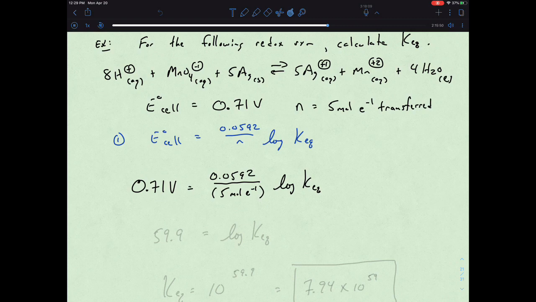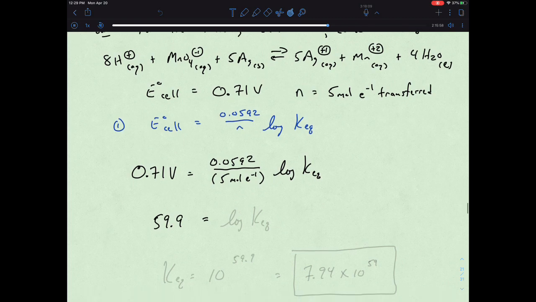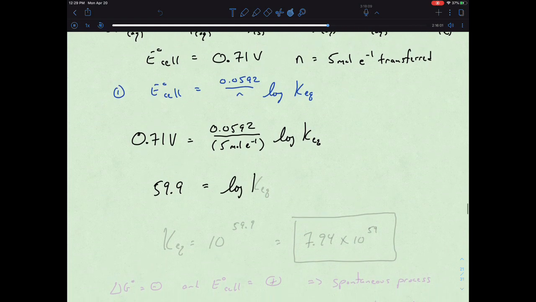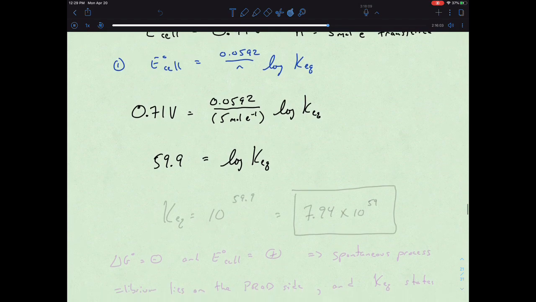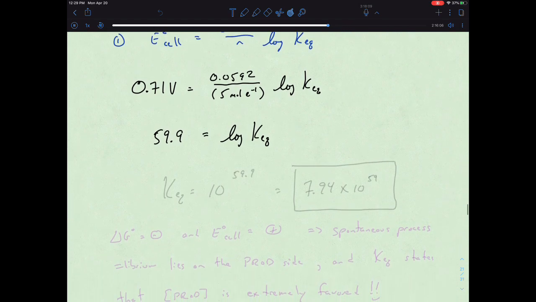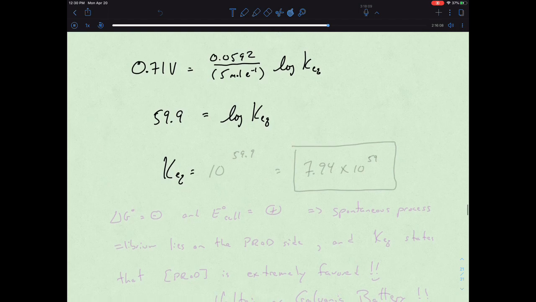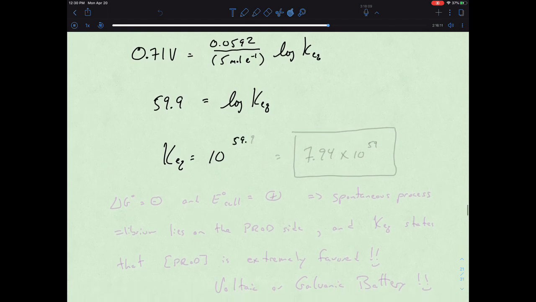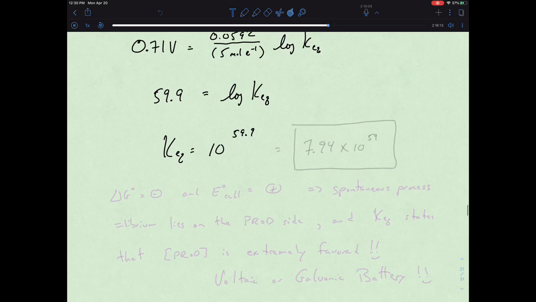So if I take everything over to the other side, I get a value of around 59.9 is equal to the logarithm of my equilibrium constant. That means my equilibrium constant would be 10 to the 59.9, or 7.94 times 10 to the 59th. And so that is our equilibrium constant. So you can see it's quite a large equilibrium constant.